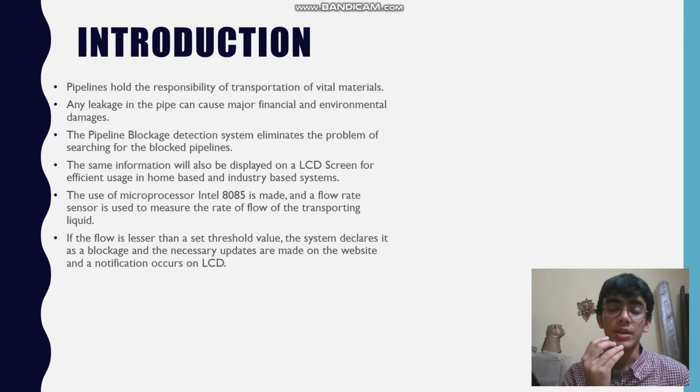The Intel 8085 microprocessor is used, and a flow rate sensor is used to measure the rate of flow of the transporting liquid. If the flow is lesser than a set threshold value, the system declares it as a blockage, and the necessary updates are made on the website and a notification occurs on the LCD.